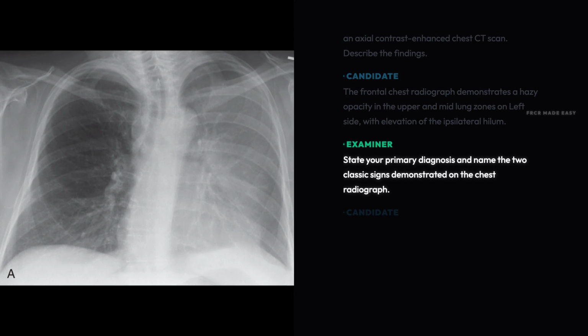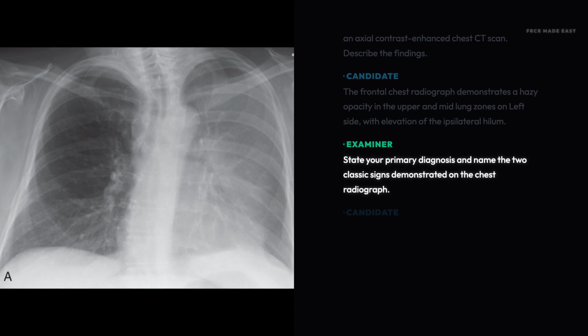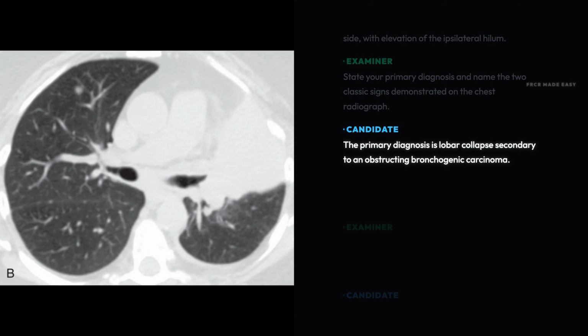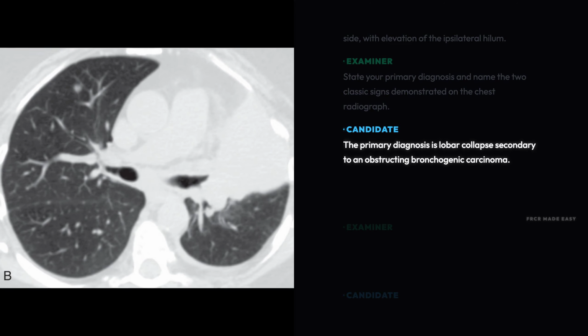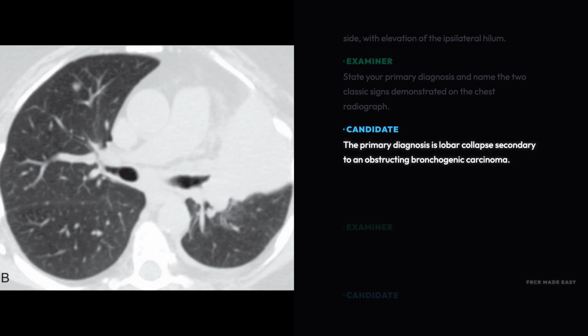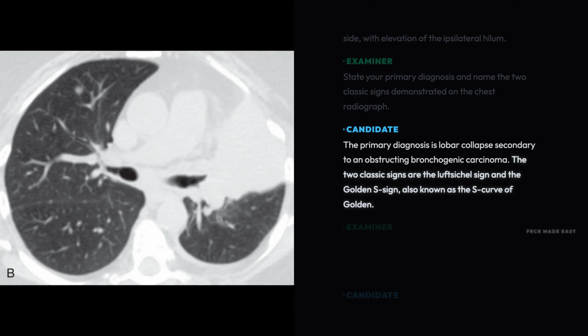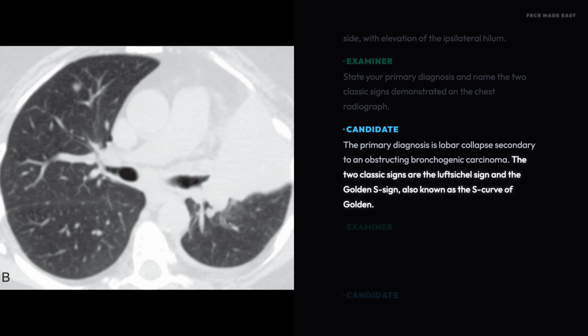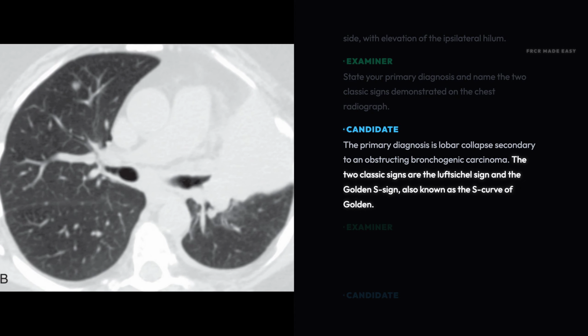State your primary diagnosis and name the two classic signs demonstrated on the chest radiograph. The primary diagnosis is lobar collapse secondary to an obstructing bronchogenic carcinoma. The two classic signs are the Luftsichel sign and the golden S sign, also known as the S-curve of Golden.